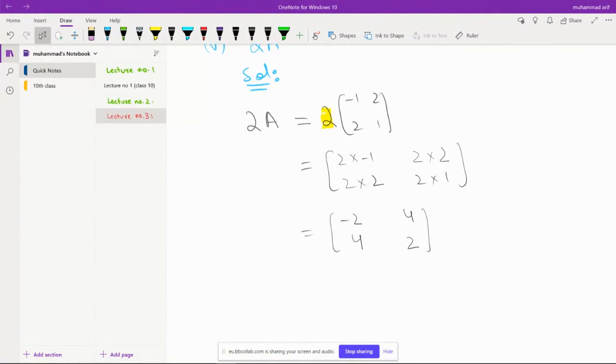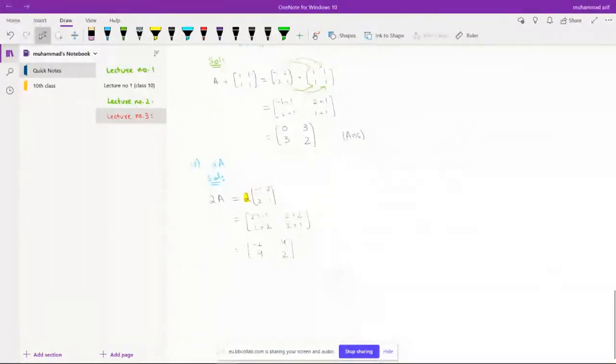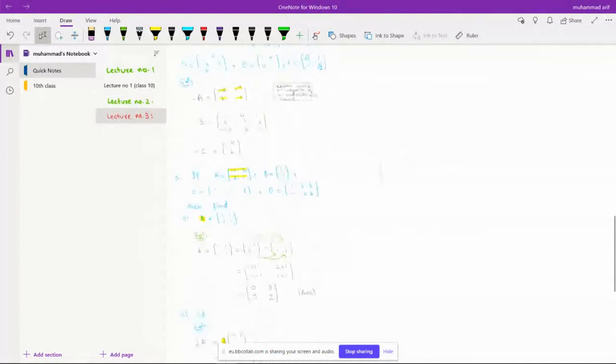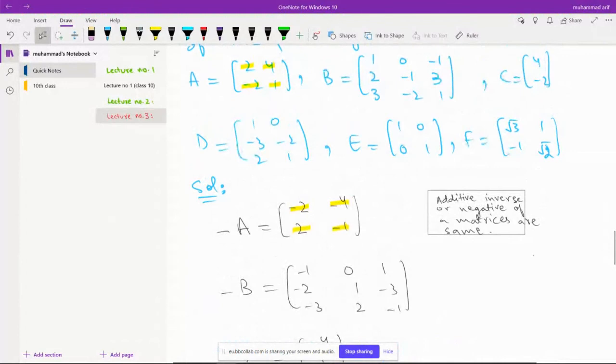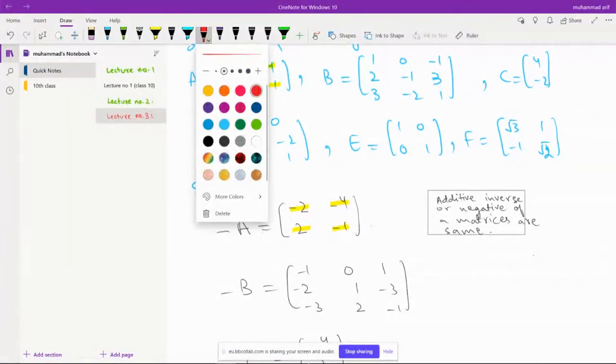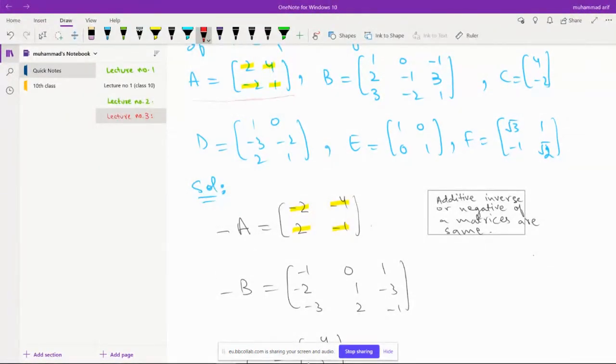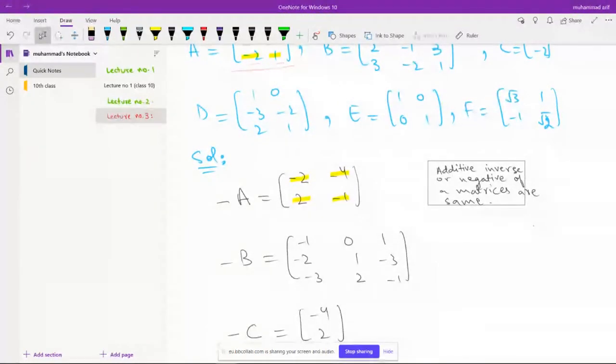Sir, could you move that part up a little, the negative A part, I needed to write it quickly. Negative A? Yes sir, this one. Which one? Okay. It's the same: the negative of a matrix, or additive inverse, or negative of a matrix are the same. Here we only change the sign of every element. You see that matrix A in which elements are 2, 4, -2 and 1. Done, sir. Here we only change the sign of every element. Clear?